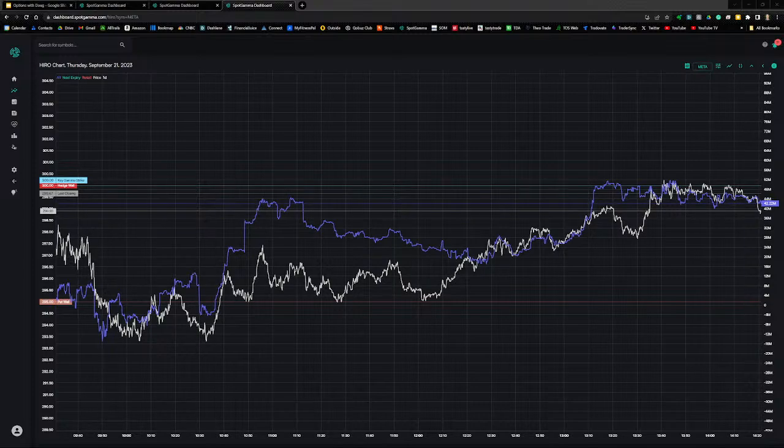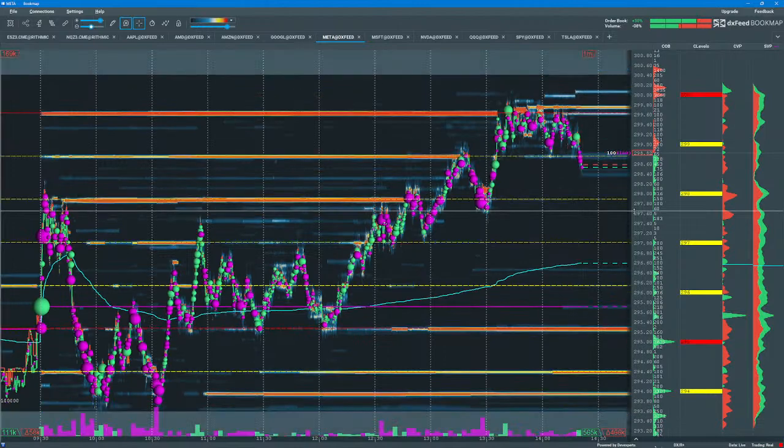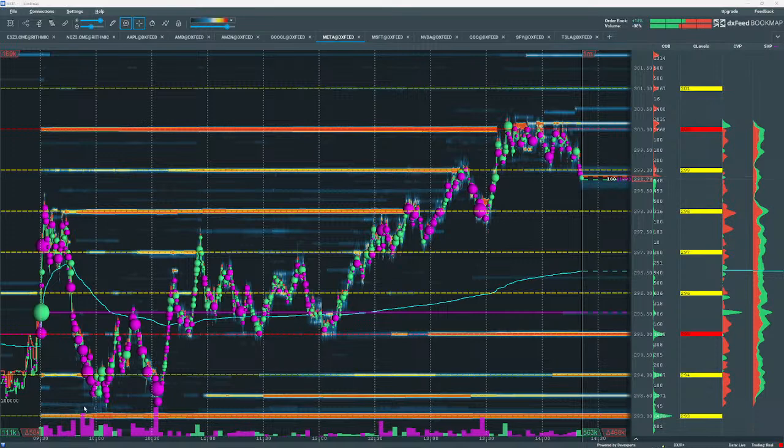Let's go to Bookmap, Meta. So here's the double bottom as traders were taking positive delta positions. Price reaches that 300 level. And as options traders have taken their foot off the gas, it looks like price is moving a little bit lower.